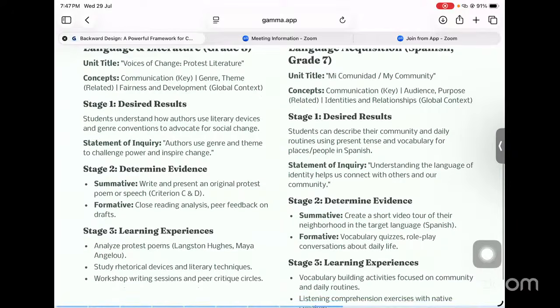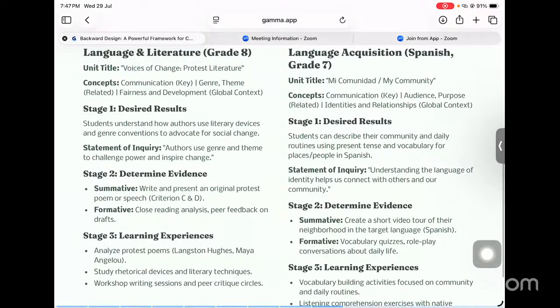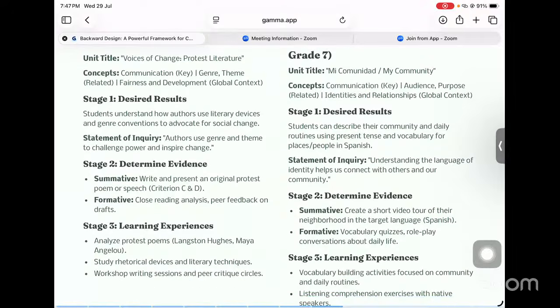Okay, the unit title for grade 7 is My Community. If I look at my desired results or my learning objective, it says students can describe their community and daily routines using present tense and vocabulary for places or people in Spanish. And what do I want them to do in summative is create a short video tour of their neighborhood in the target language. And the formative would be vocabulary quizzes, role play, conversations about daily life.